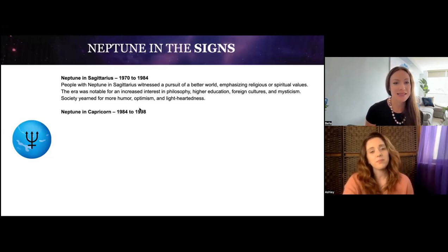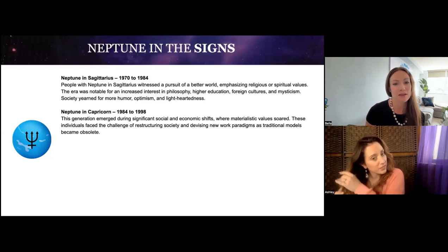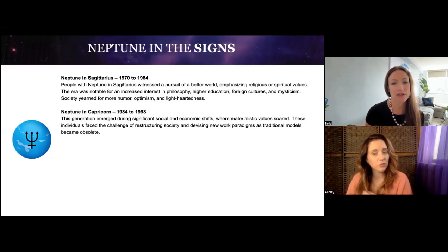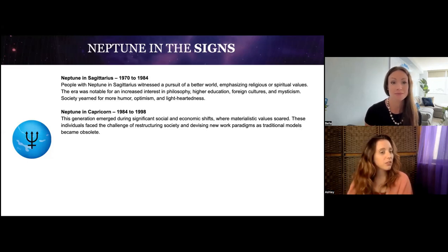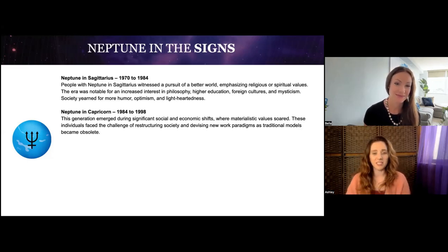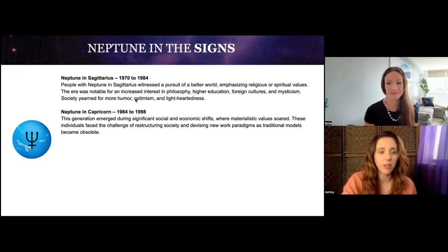And then we have, like, Ashley, Neptune in Capricorn, born from 1984 to 1998. This generation emerged during significant social and economic shifts, where materialistic values soared. These individuals faced the challenge of structuring society and devising new work paradigms as traditional models became obsolete. Oh, that sounds boring. But I am a Capricorn rising, so apparently we're going to be changing the way that we do business and work. There we go. Transforming the work environment.